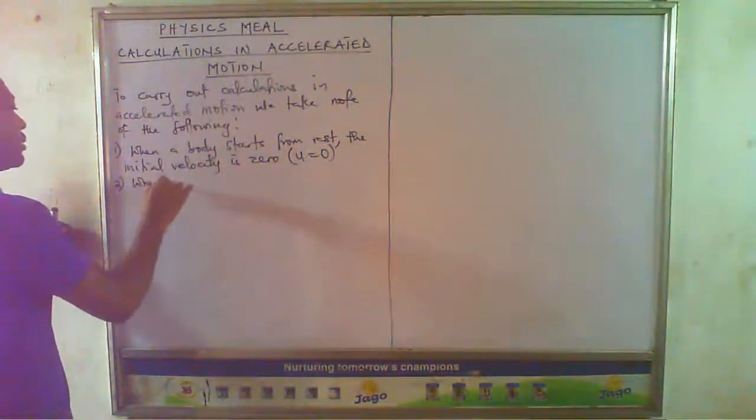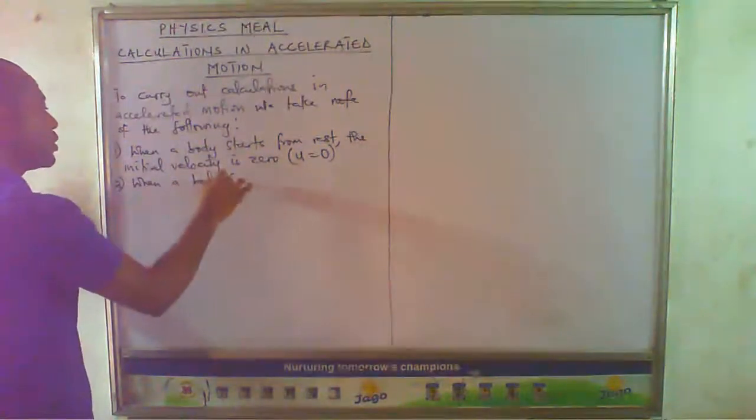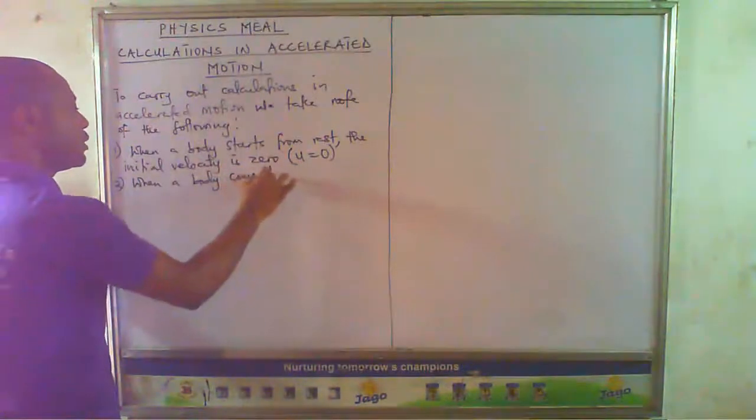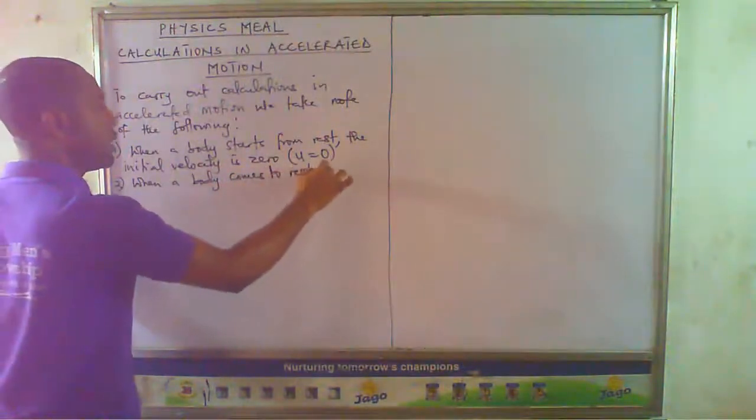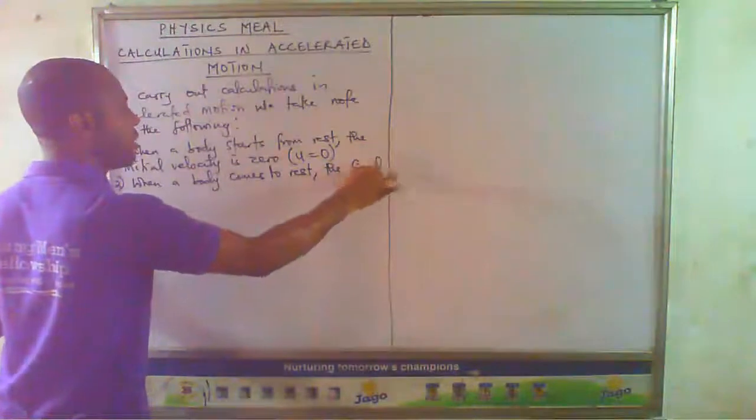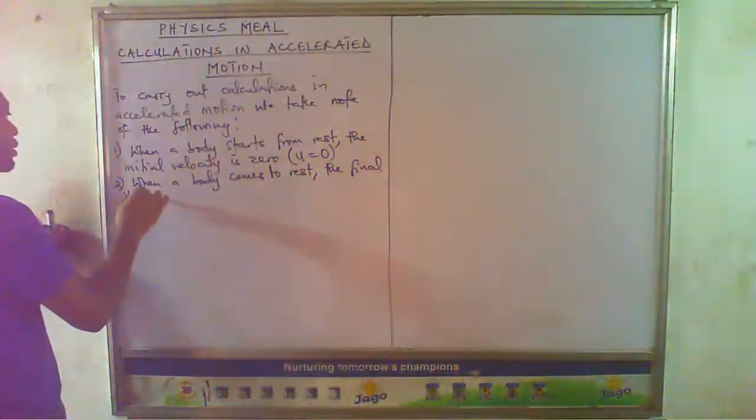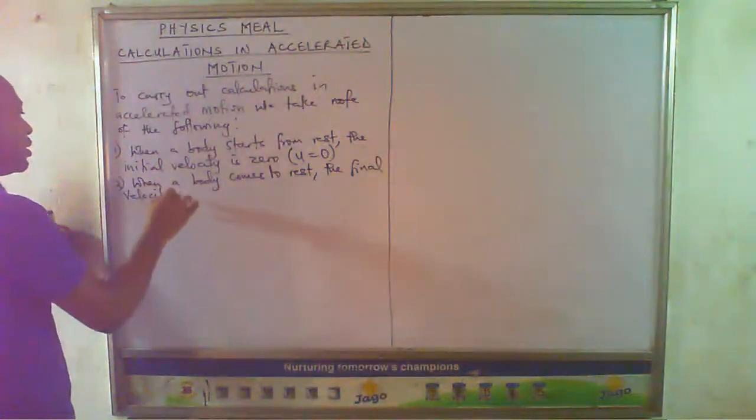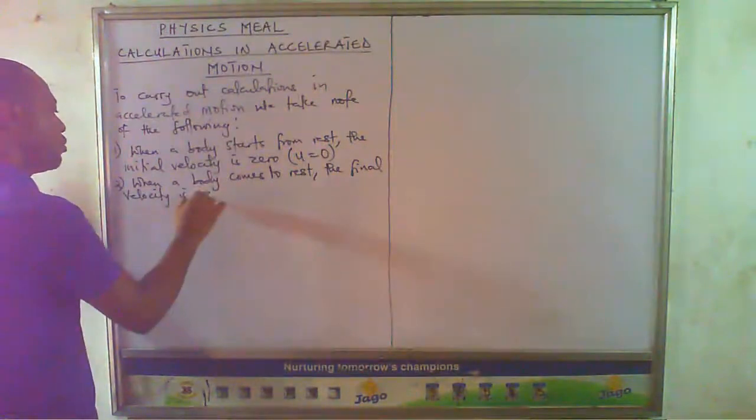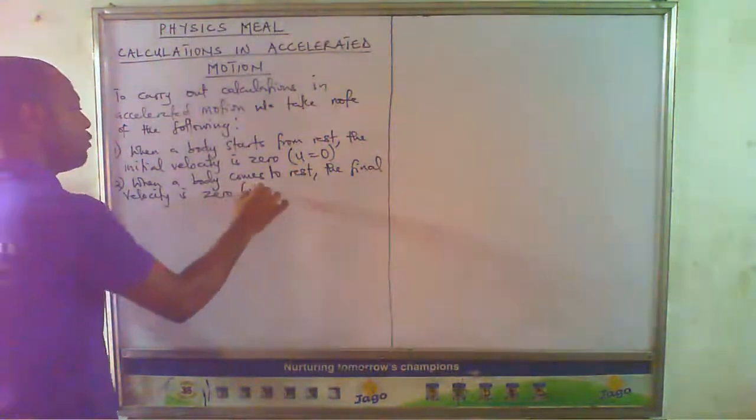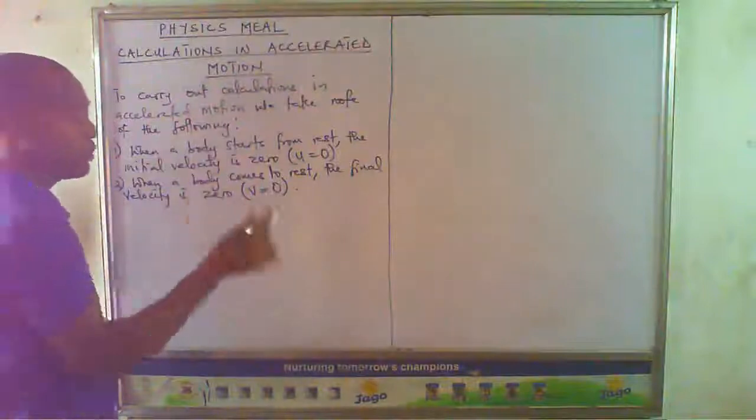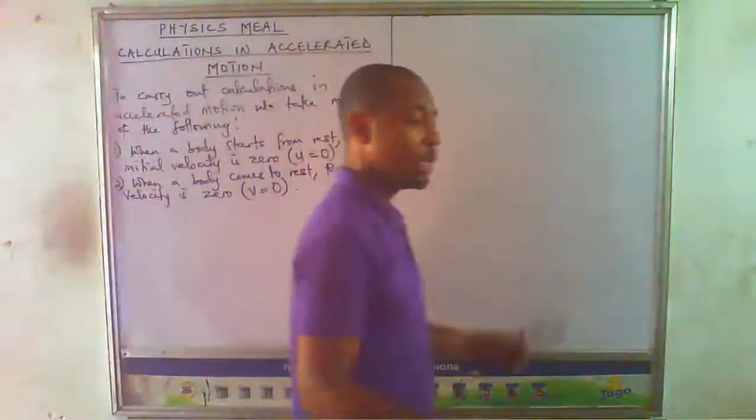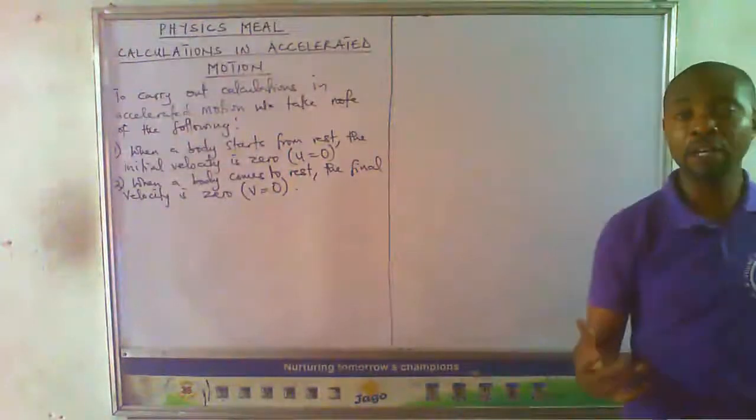When a body comes to rest, the final velocity is 0. So when a body now comes to rest, v is equal to 0. That's v is the symbol that we use in representing the final velocity.